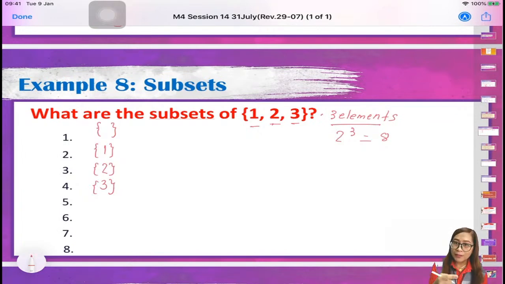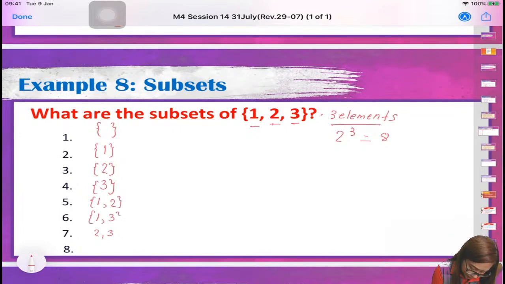Okay, how do you write the subsets with 2 elements? So usually I do like this, 1, 2 from here. From here, 1, 2, next 1, 3, 2, 3. So we have 2 elements here. And then I put them inside the braces, open and close. And the last one is the set itself.